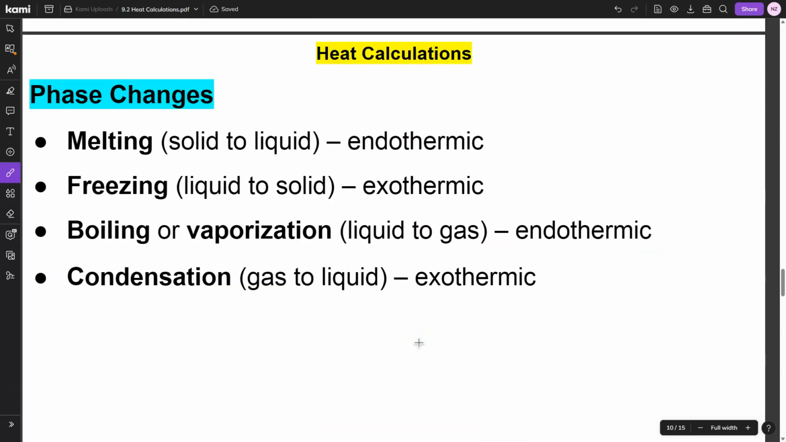All right, let's talk about phase changes. Here are some words that you're probably familiar with. So we have melting, where we go from solid to liquid, freezing, where we go from liquid to solid, boiling or vaporization, where we go from liquid to gas, and condensation, where we go from gas to liquid.